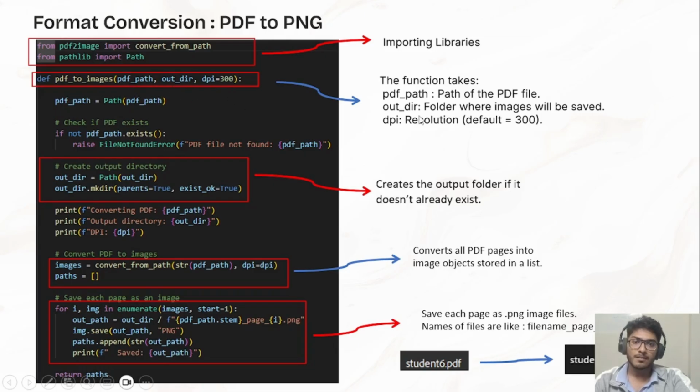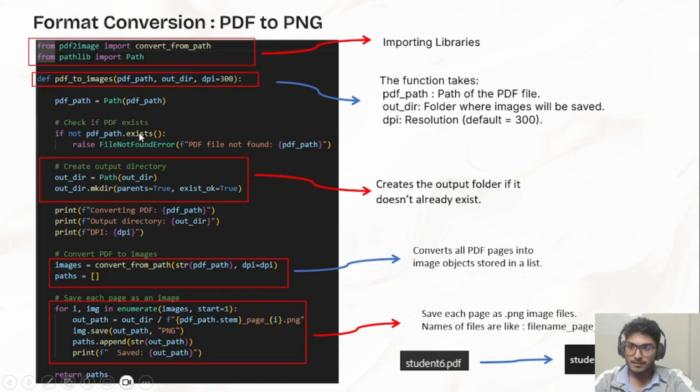So what are their meanings? pdf_path refers to the path of the PDF file. We will pass the path of the PDF, and then out_dir is the folder where the images will be saved. We have created a folder where all the images will be saved. And for the resolution, we have fixed it to 300 dpi.